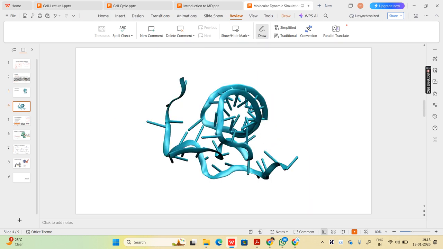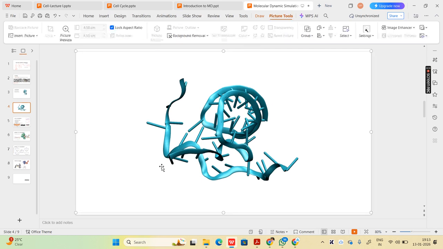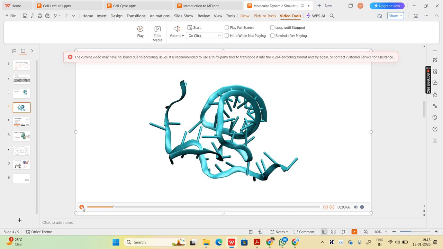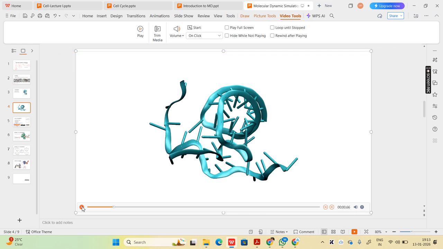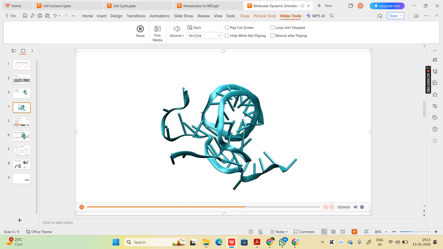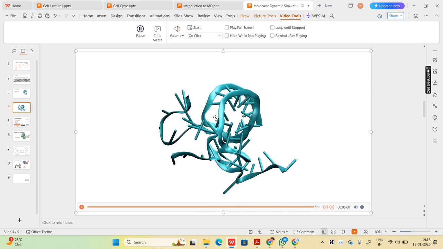It is not just the protein, even the nucleic acids keep on moving. You can see this is one interaction from the ribosome translation process. And here you can see this is the loop.